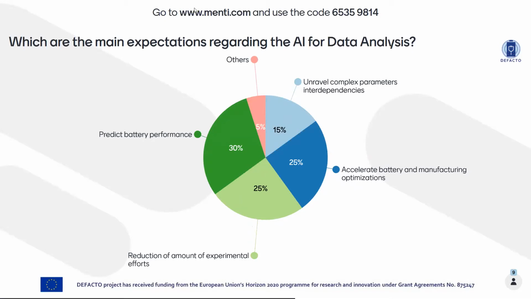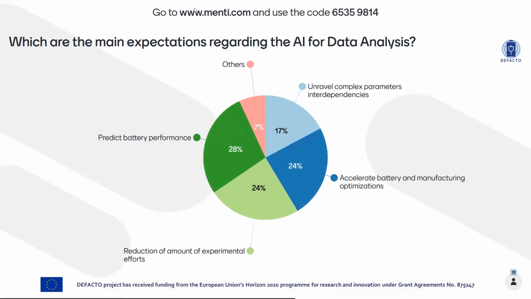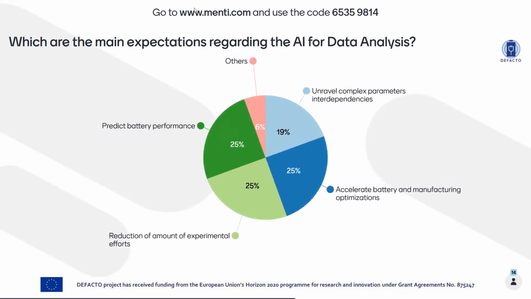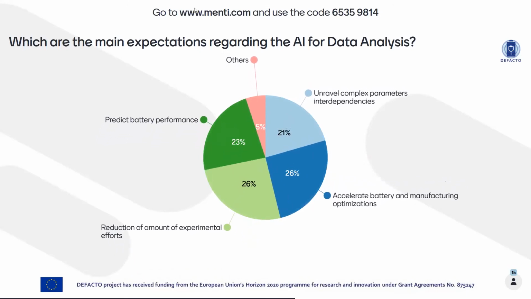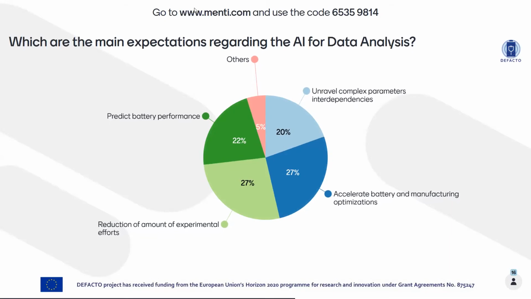Okay, so until now we see battery performance prediction, yes, and also reduction of the amount of experimental effort, for sure, accelerate battery and manufacturing optimizations, also unravel parameter interdependencies. This is a general problem, right? It can be applied to different scales, even from the synthesis of a material to the manufacturing of electrodes, to the cell operation, to the system-level integration of the cell, and so on and so forth. We see also unravel complex parameter interdependencies. Yes, fine. And also predict battery performance, definitely.